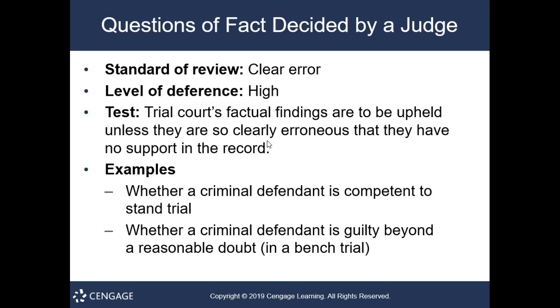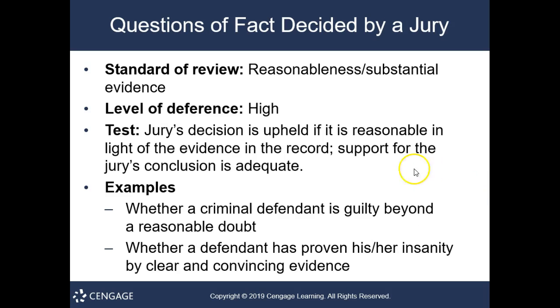And then next was whether a criminal defendant is guilty beyond a reasonable doubt in a bench trial, which, by the way, you don't necessarily have to have a jury in a criminal trial. If both sides waive the right to a jury, then you can have a bench trial. It means a trial before the judge, where the judge will make the decision as to whether there was guilt beyond a reasonable doubt. And so when a judge decides there was guilt beyond a reasonable doubt, that's a clear error standard. There would have to be no evidence whatsoever to support that in order for the case to be reversed.